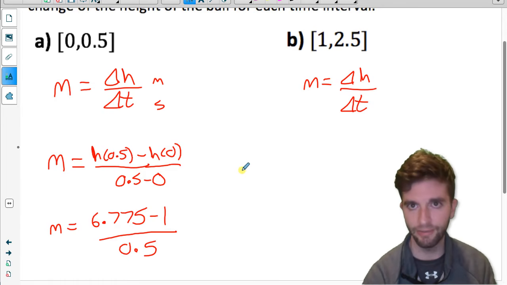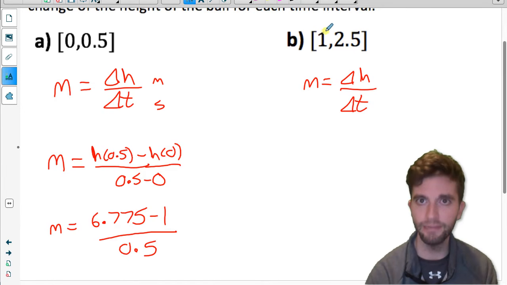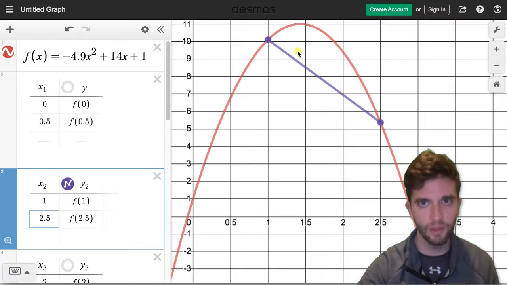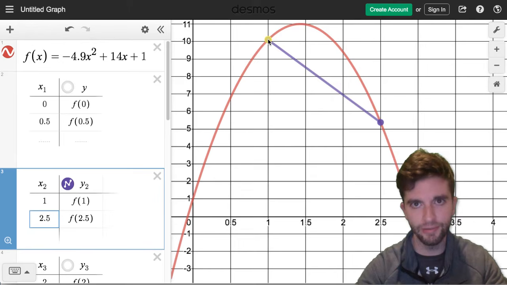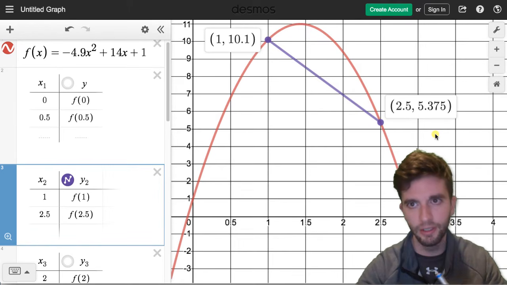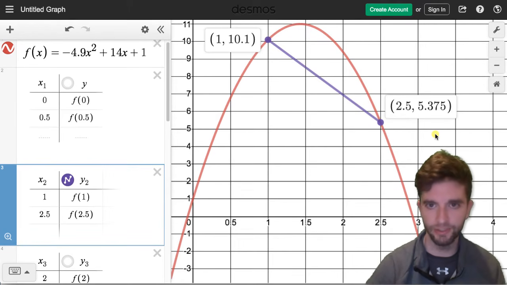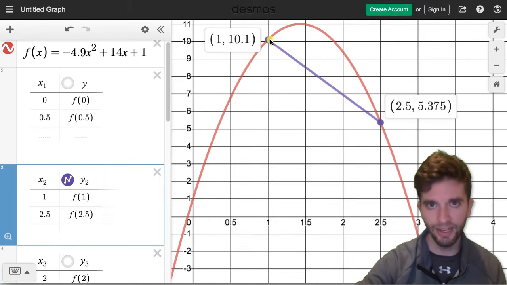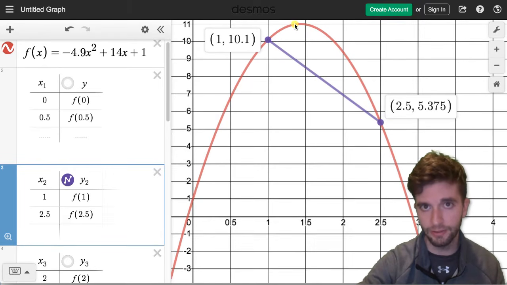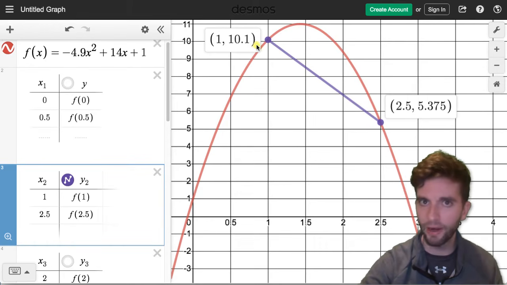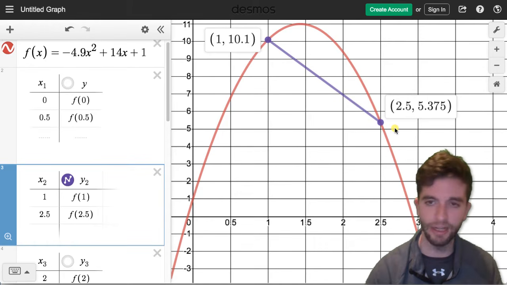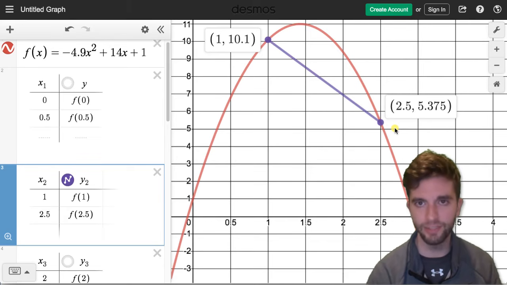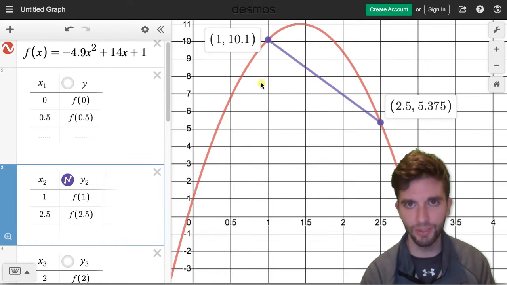So we want to know the average rate of change of the height with respect to time between a time of 1 and 2.5 seconds. So we're now finding the average rate of change between this point and this point. Well, the height is going up for a little bit, and then it starts going down, but on average, what's the rate of change of height with respect to time over that interval? We can find that average rate of change by finding the slope of the secant line between those 2 points.